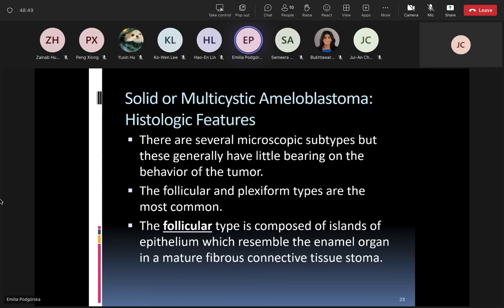Solid or multicystic ameloblastoma, histologic features. There are several microscopic subtypes, but these generally have little bearing on the behavior of the tumor. The follicular and plexiform types are most common. The follicular type is composed of islands of epithelium which resemble the enamel organ in a mature fibrous connective tissue stroma.